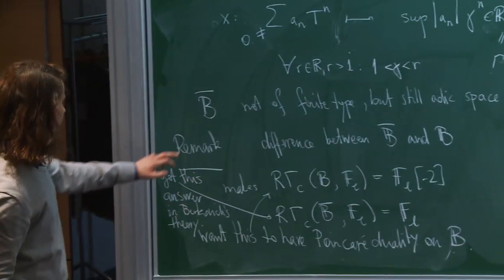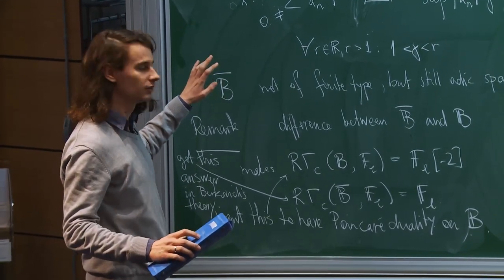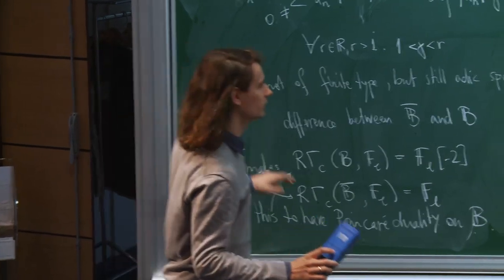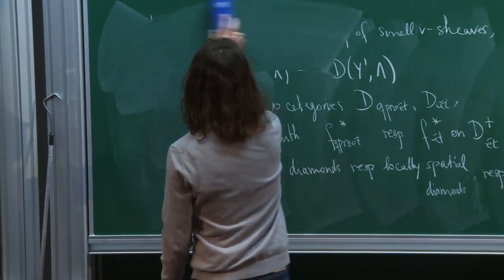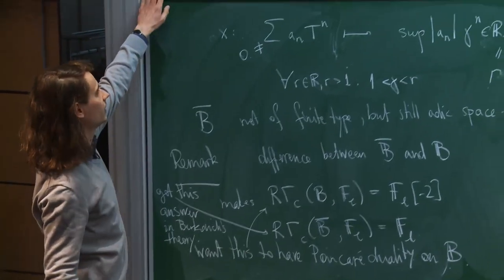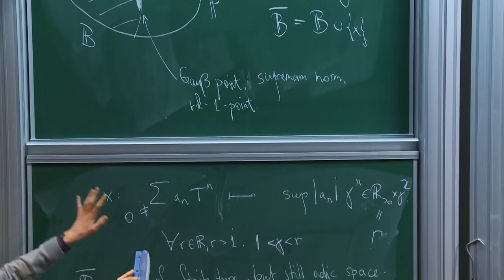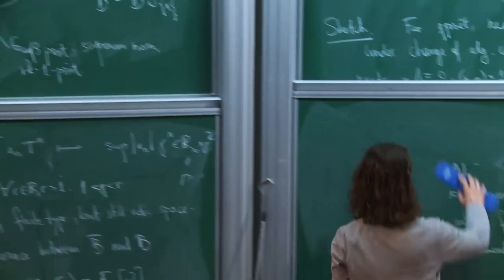You also don't have it for B bar. So Poincare duality only holds for spaces of finite type in the end somehow. Okay. But you need these spaces which are not of finite type, for which this formalism so far works beautifully. You need them to define compactly supported cohomology in a canonical fashion.